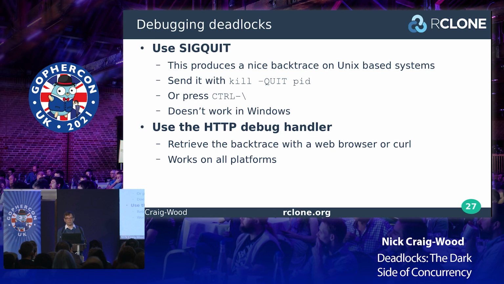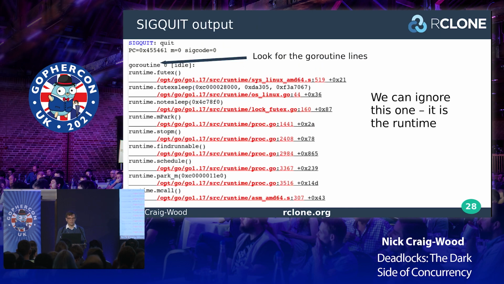Windows platform users will have to work a little harder and install the HTTP debug handler from net/http/pprof, and I'll show you how to do that a bit later. This is what happened when I sent the file and directory example program the quit signal. I got this nice backtrace. It's quite long, but there's a lot of stuff we can ignore.